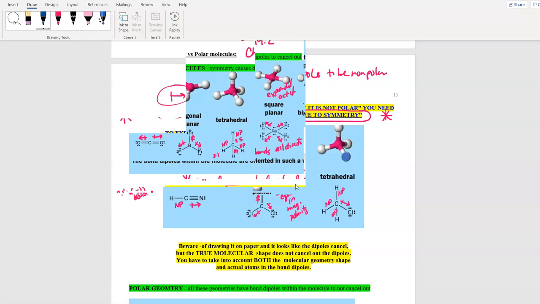So they don't want to hear about how it's symmetrical. They want to hear about how the dipoles cancel out in that symmetry. And unfortunately right there between that carbon and Cl, they do not cancel out.